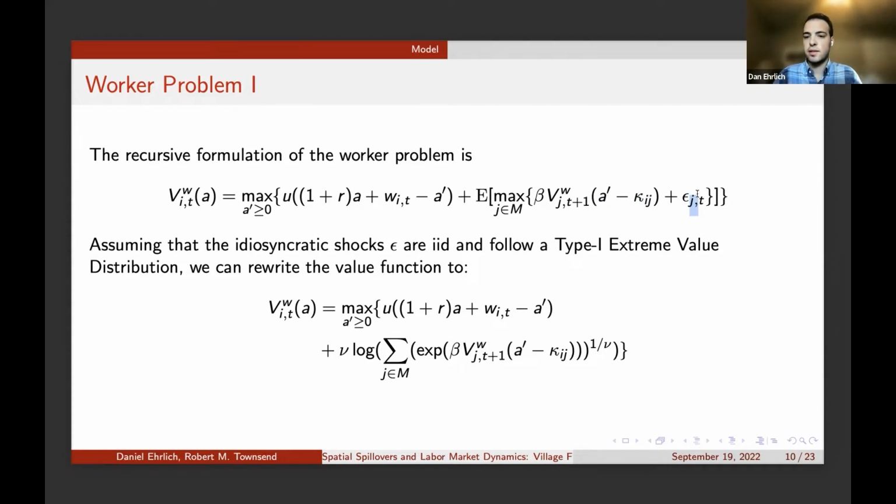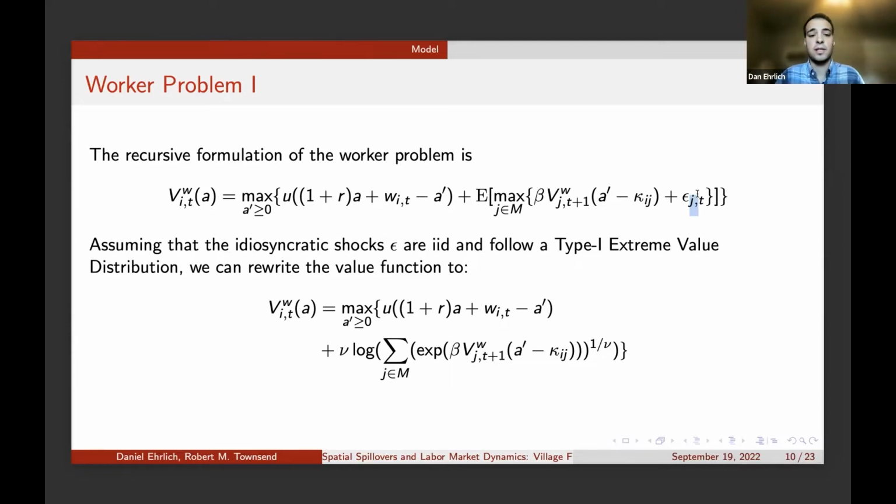The key assumption that makes this value function work is the assumption about the timing of events. We're going to assume that workers choose assets A prime before choosing the migration, before choosing a location to move to, and before observing the epsilons jt, which are the idiosyncratic shocks. So they're essentially choosing how much assets to save without knowing first where they're going to move to.